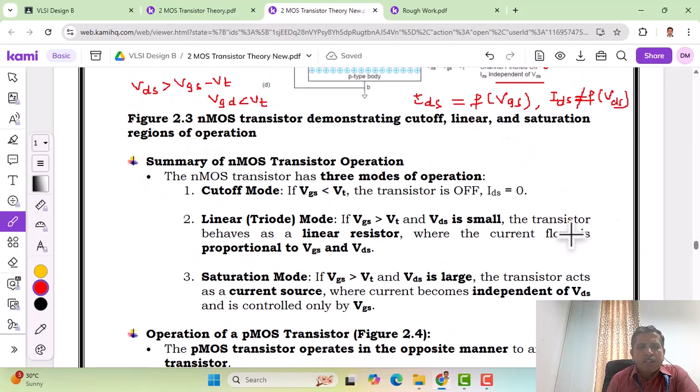Now let us summarize the transistor operation. The NMOS transistor has three modes of operation. The first mode is cutoff mode: VGS less than VT, the transistor is off, and the drain to source current is going to be 0. The second mode is linear mode or triode mode. For this mode, the gate to source voltage should be greater than the threshold voltage, but the drain to source voltage applied is small. The transistor behaves as a linear resistor in this mode, and current flow is proportional to both VGS and VDS. So IDS is a function of both VGS and VDS.